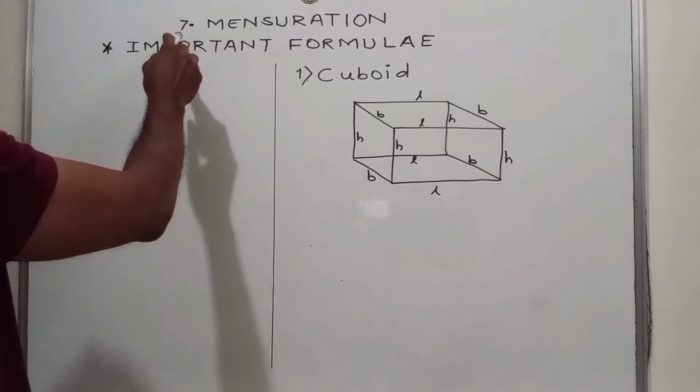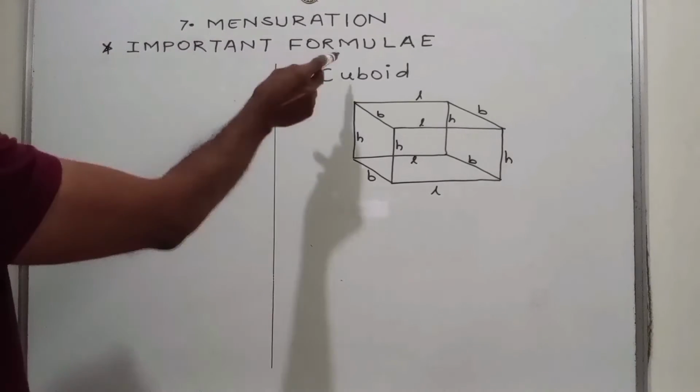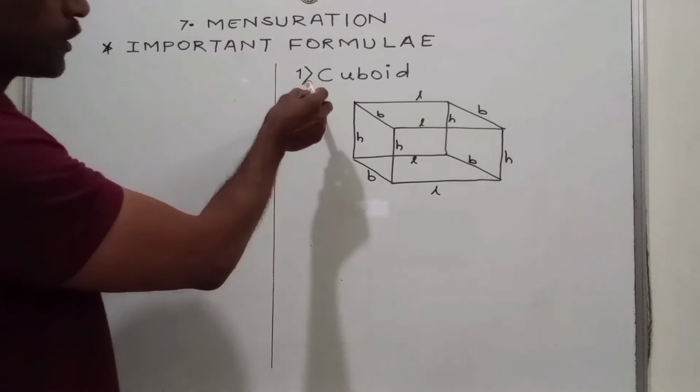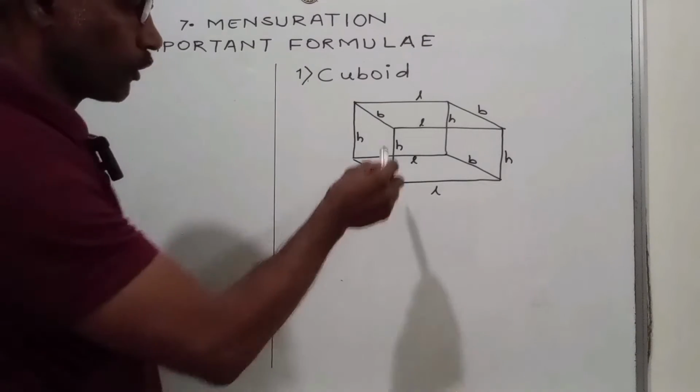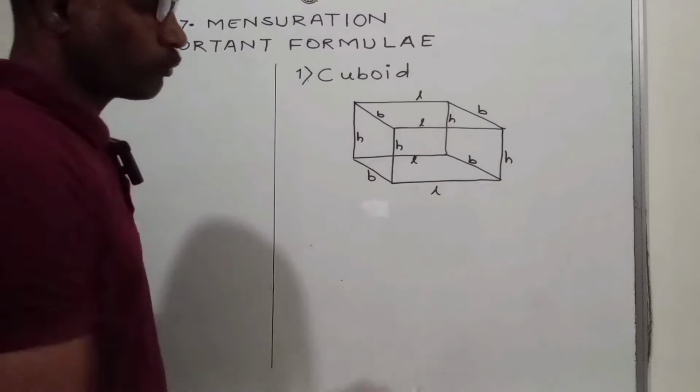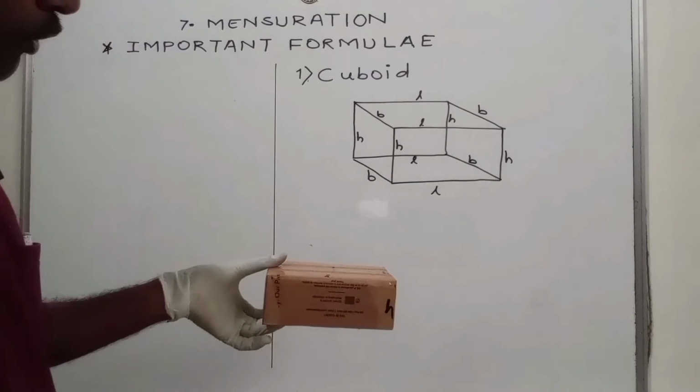Now, lesson number 7, mensuration, important formulae. First, cuboid. Now this is the figure of a cuboid. This is our cuboid.